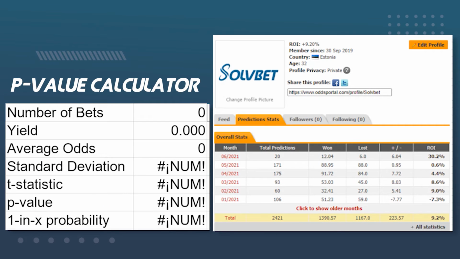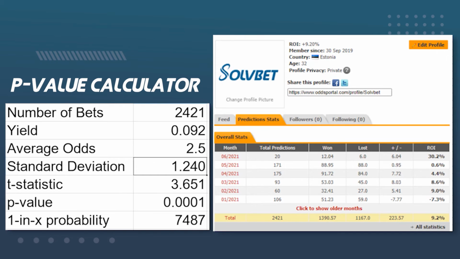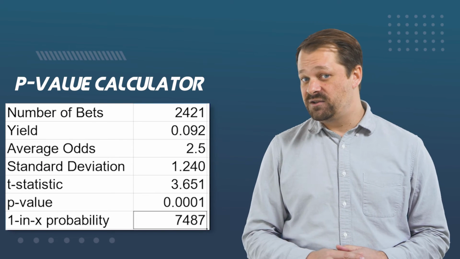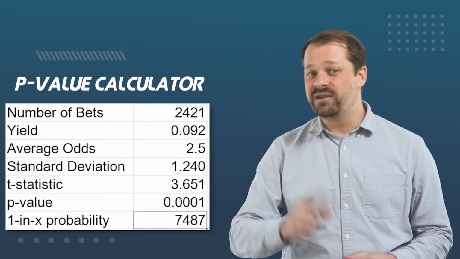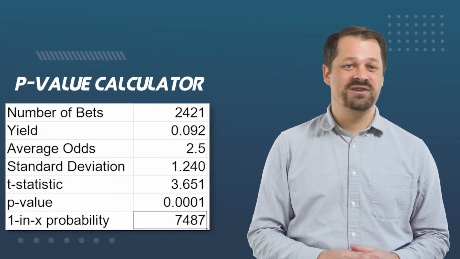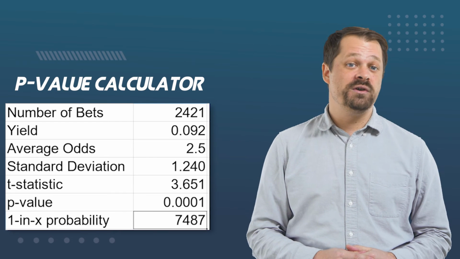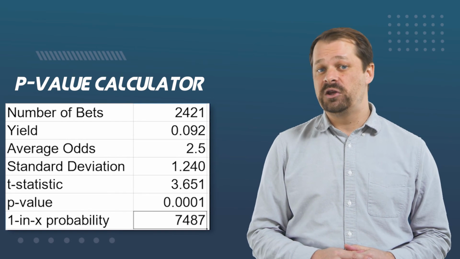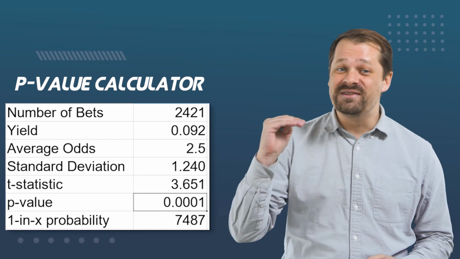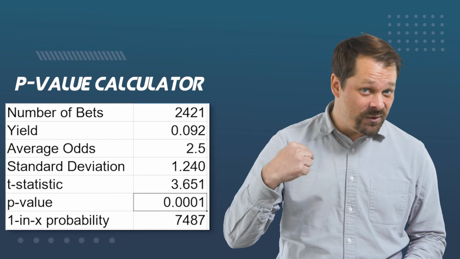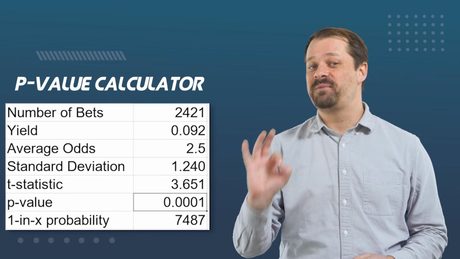At the time of recording this video, Solvbet has a 9.2% yield on 2,421 matches, with average odds of around 2.5. As this calculator shows, the probability of a result being due to chance is around 1 in 7,487. A result is generally considered relevant if the p-value is lower than 0.01. So a p-value of 0.0001 like ours indicates a very solid betting record.